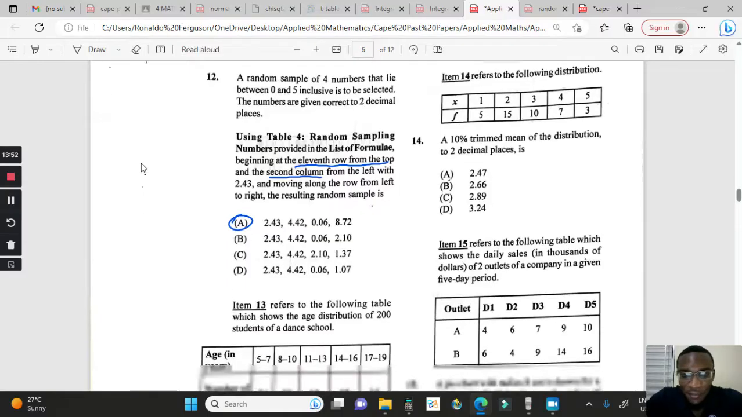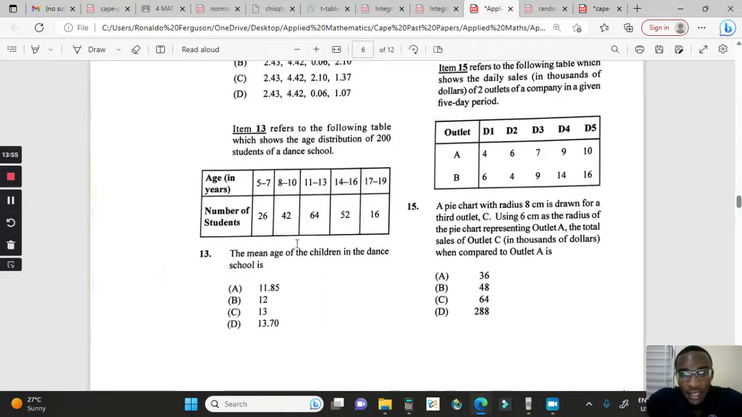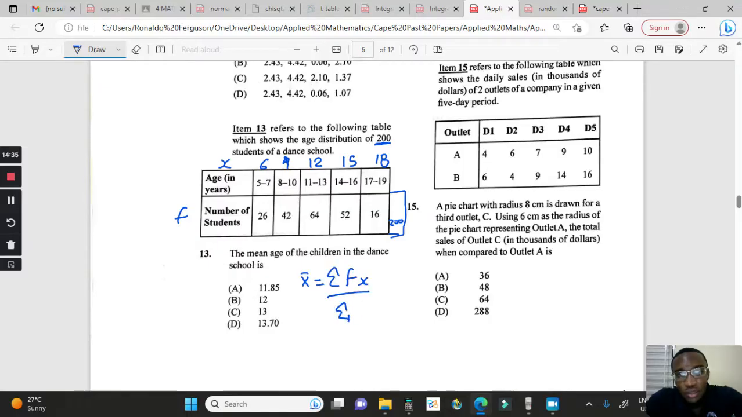Number 13, they want the mean age of children, and they tell you it's 200 students, right? So you know that the sum of f, the total here, is 200. Now you need to have your x. Your x is the midpoint. Between 5 and 7 is 6, between 8 and 10 is 9, and between 11 and 13 is 12. Between 14 and 16 is 15. Between 17 and 19 is 18. Remember the formula for mean is the sum of fx over the sum of f.